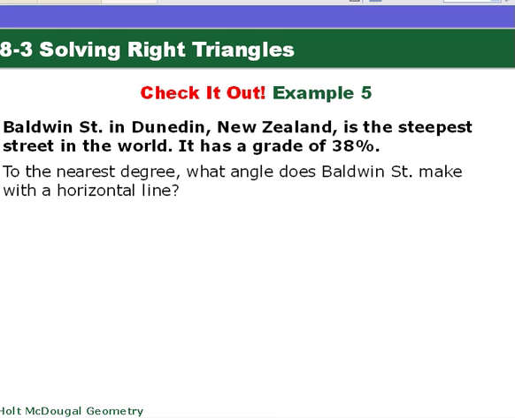Okay, so here's your check it out. We have Baldwin Street in Dunedin, New Zealand. It has a 38% grade, much steeper than the last one we looked at. So again, 38% grade means it's 38 over 100. It's in percent, so this is a rise over run. So for every 38 feet it goes up, it has horizontally moved 100 feet. Okay, don't forget inverse function.